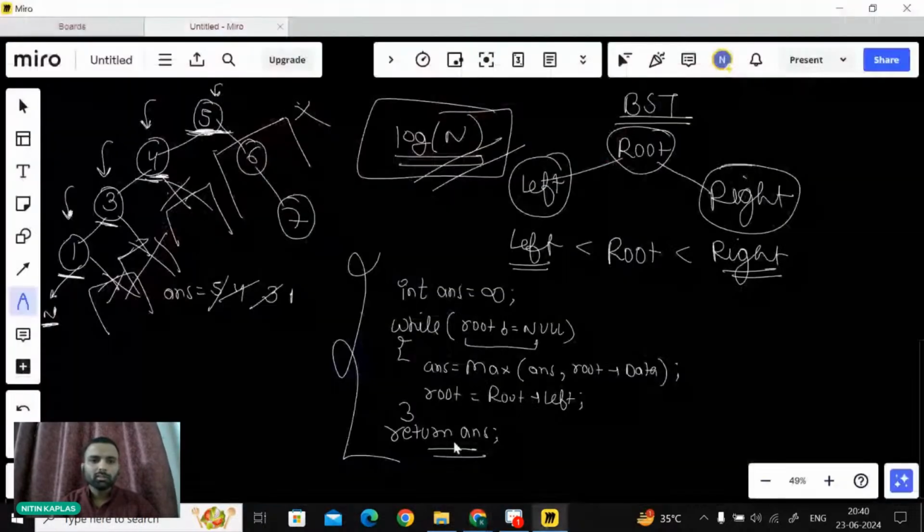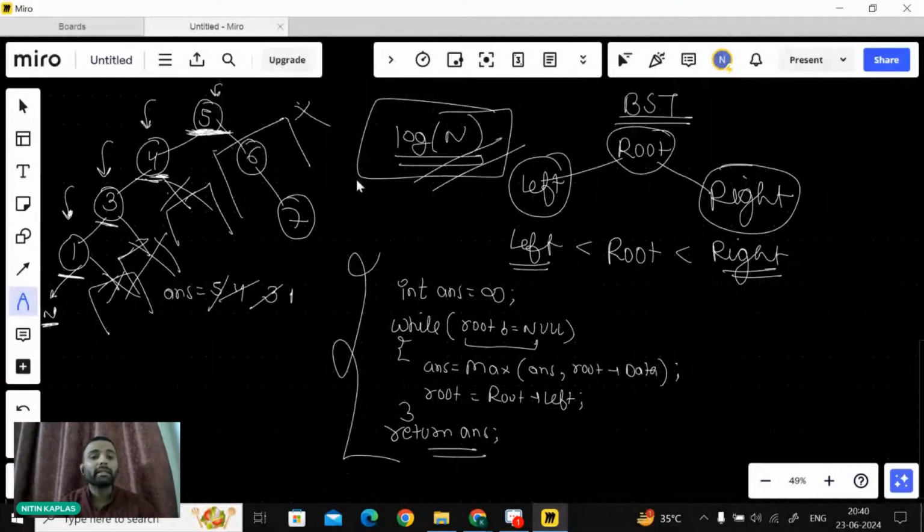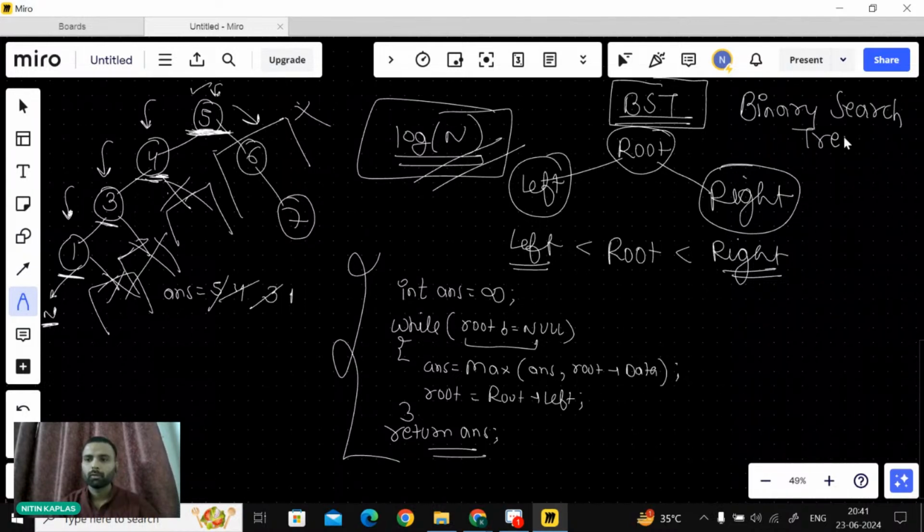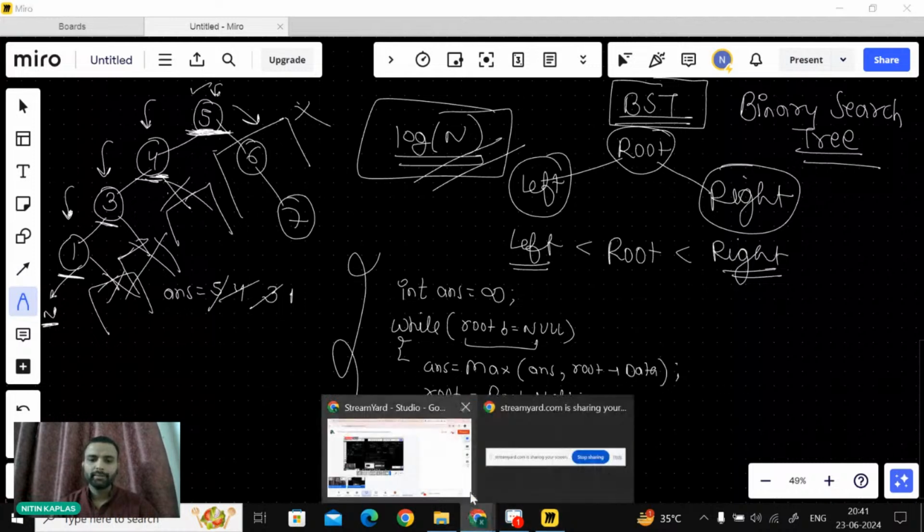If you see here, this is your 5, and all the values on the left are smaller, and all the values on the right side of your root are greater than the root itself. So why am I wasting my time searching for the minimum element in the right part? No need to go into the right part, right? Just save your time, because it's given that it's not a plain binary tree, it's a BST, a binary search tree. Okay, so hope you understand now.